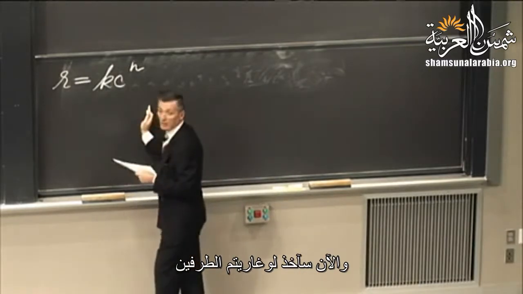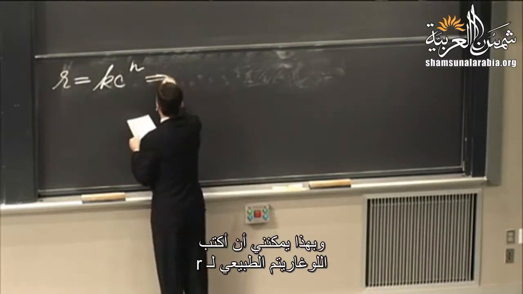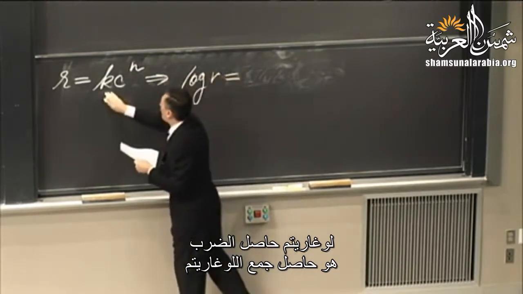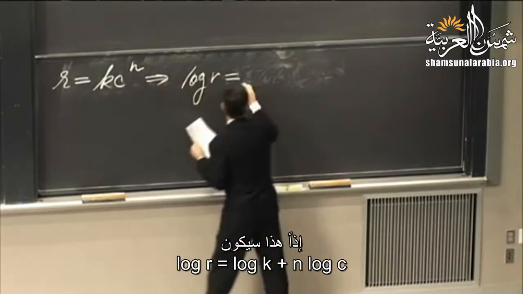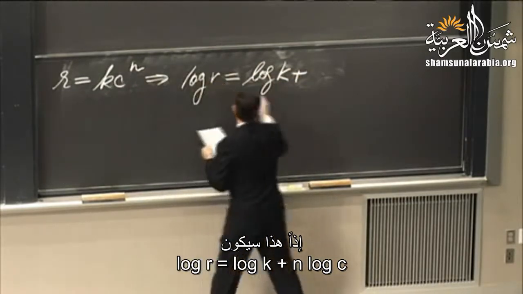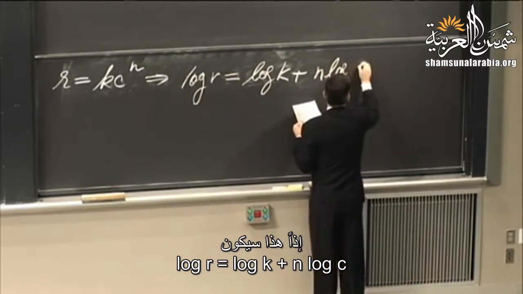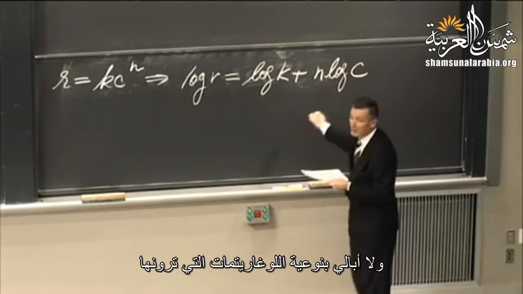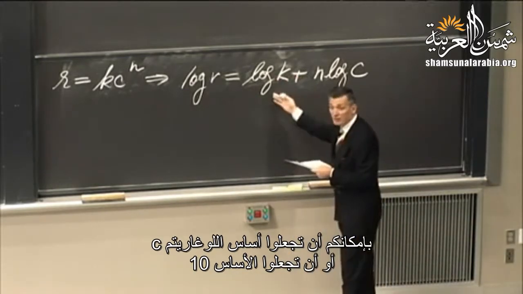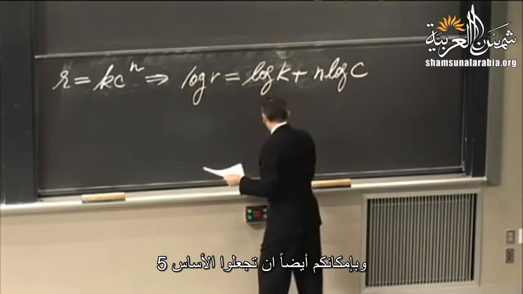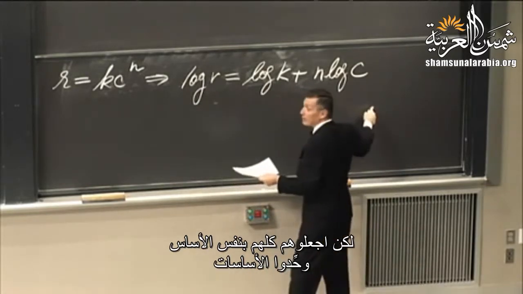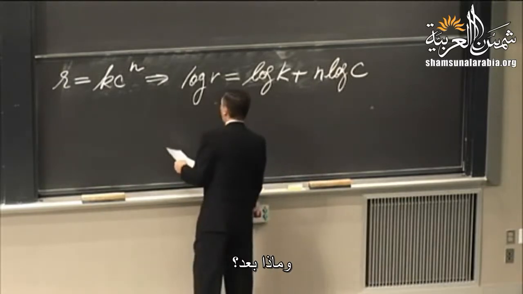And now I'm going to take the logarithm of both sides. Taking the log of both sides, I can write natural log of r. The log of a product is the sum of the logs. So that's natural log of k plus n log c. And I don't care what kind of logarithms you use. You can make this log base e. You can make it log base 10. If you're feeling like you want solidarity with the Mayans, you can make it log base 5. I don't care, but make them the same.